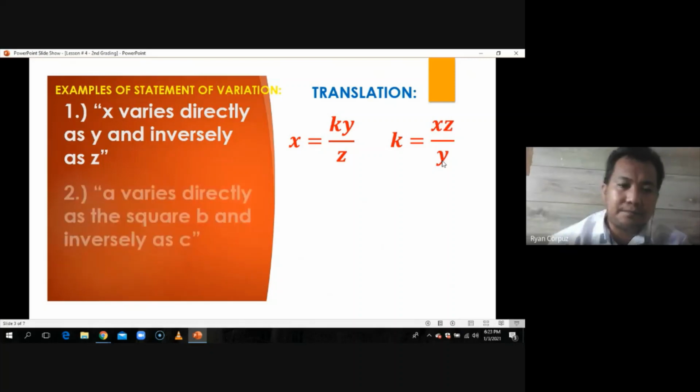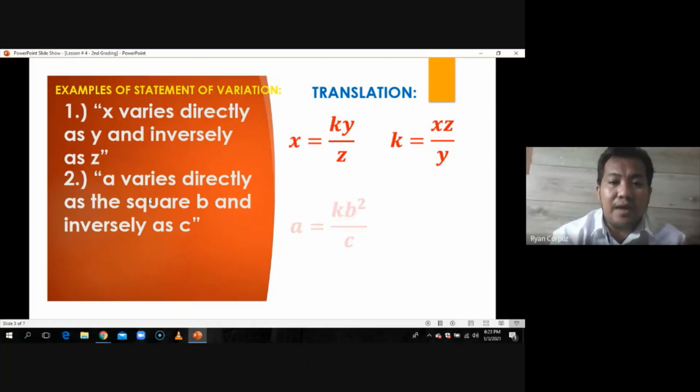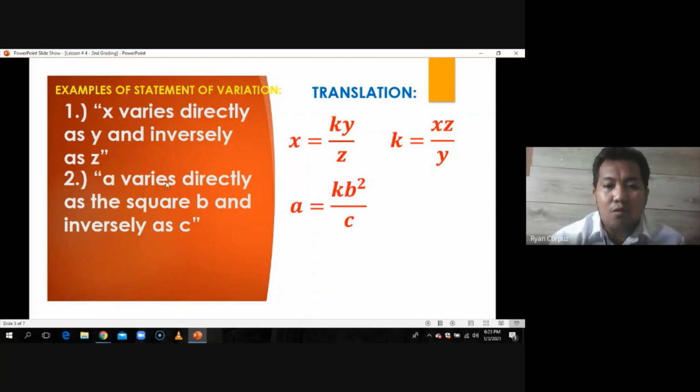Let's try another. Let's have here number 2. A varies directly as the square of B and inversely as C. Yung direct square variation, iba yung translation niya. Parang ganito rin, kaibahan nga niya is that one quantity has square. So it will be A is equal to KB squared over C. So yung una, yung nasa left side, yung nasa gitna, ayun yung kasama ng K. Tapos yung huli, ayun yung nasa denominator part.